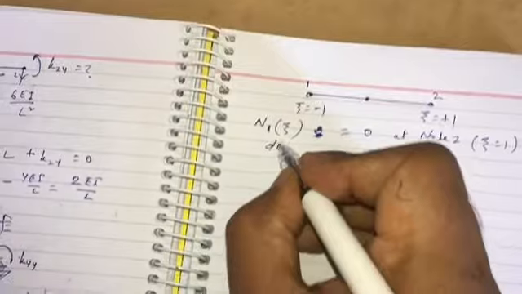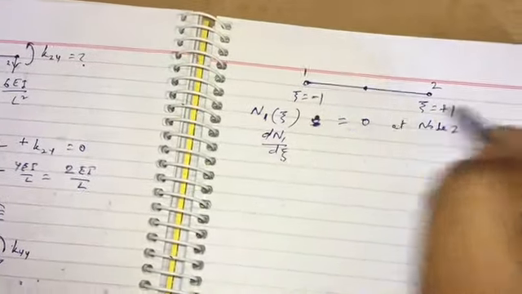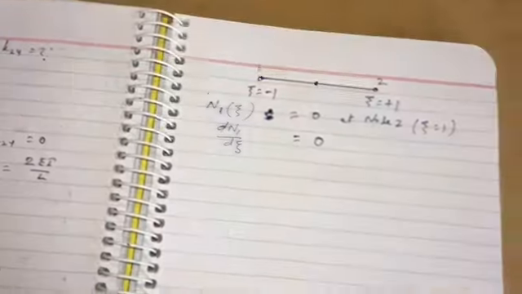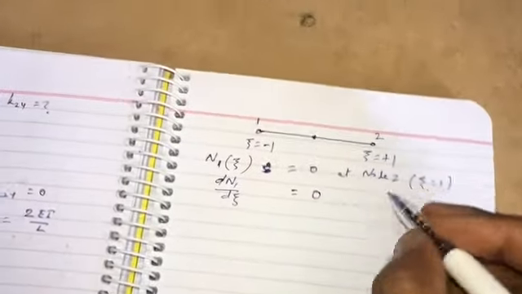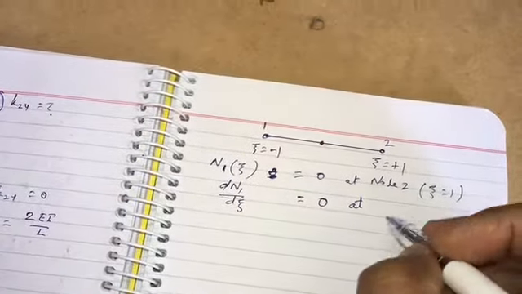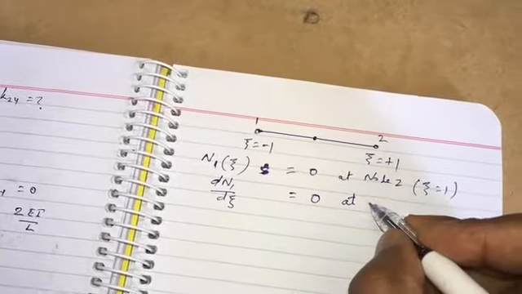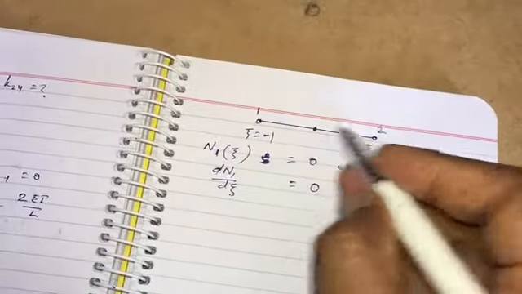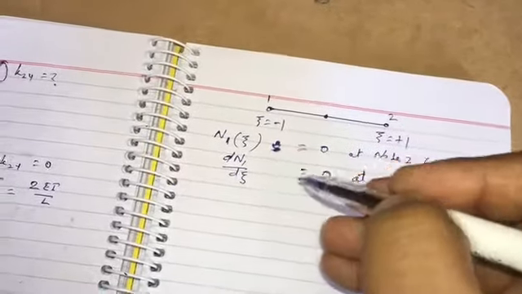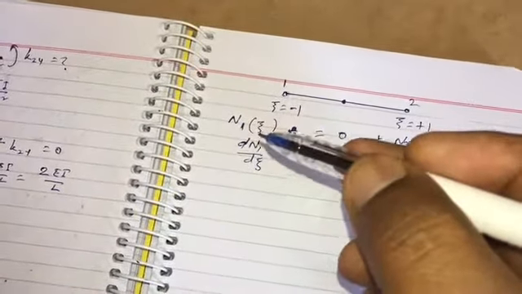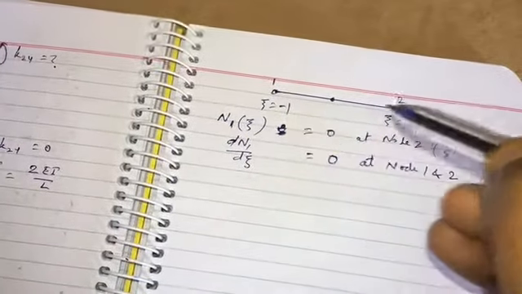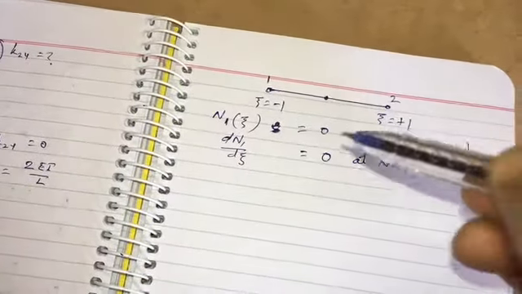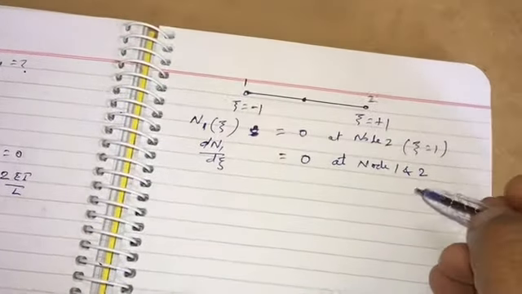Okay, dn1 over d xi equal to 0 at node 1 and 2 both. We want the slope to be 0 at both places and the value has to be 0 like this. So this is the definition we have seen when n1 is a function of x also. We wanted n1 to be 0 for the slopes at these two nodes, and also n1 has to be 0 at node 2. So similar to this only.